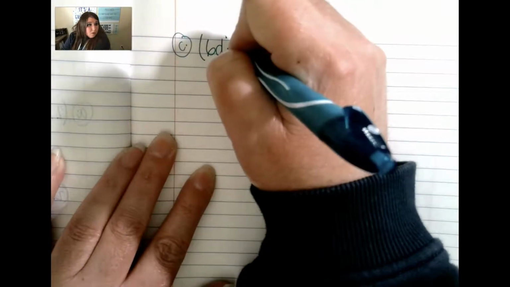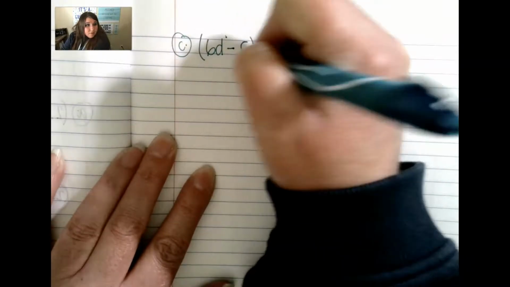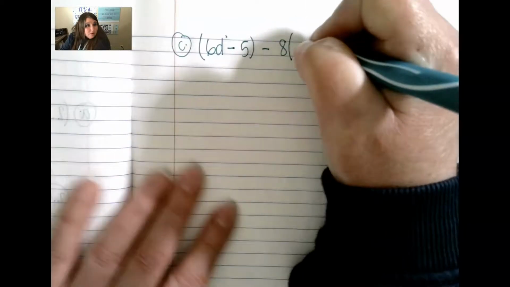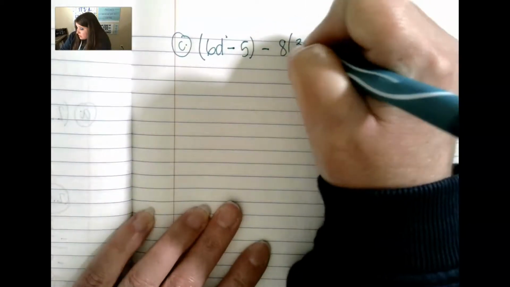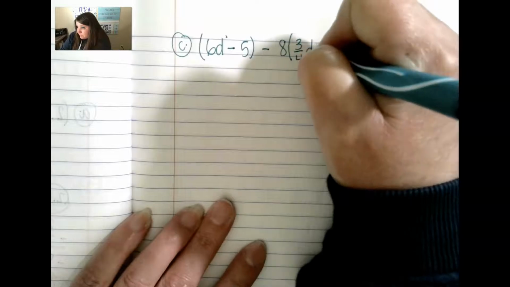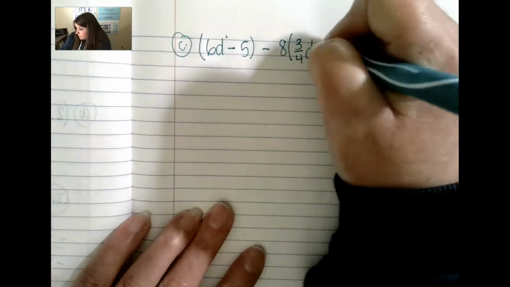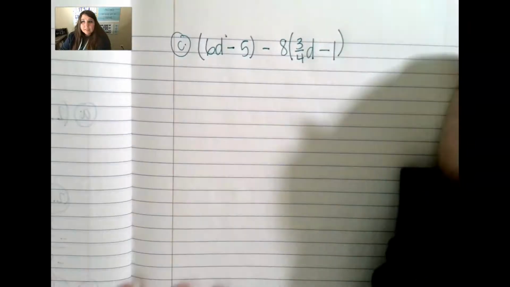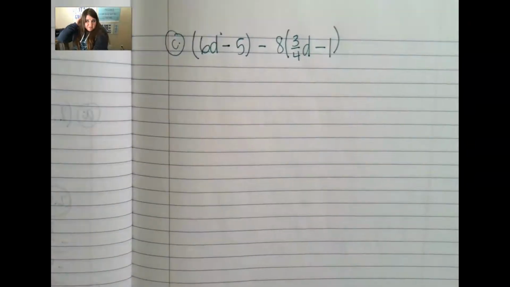Example C is 6D minus 5 minus 8 times 3/4 D minus 1, and that's it. Okay, so now we're ready to solve.